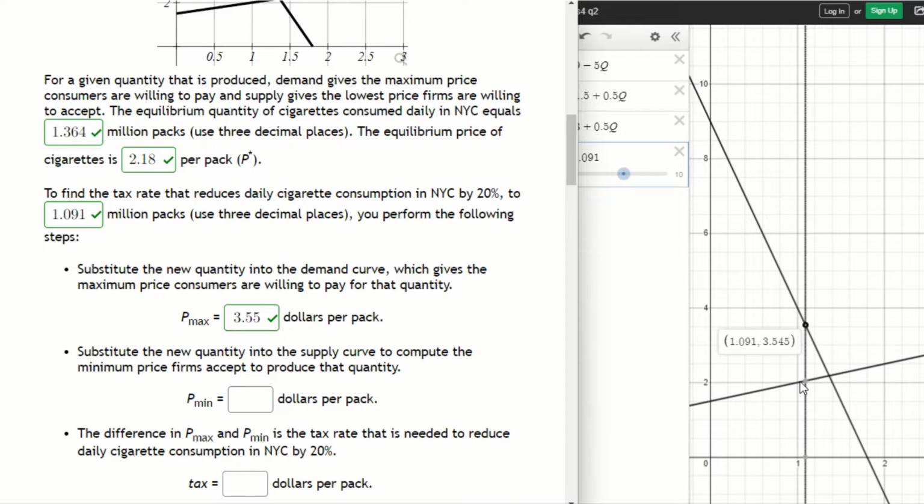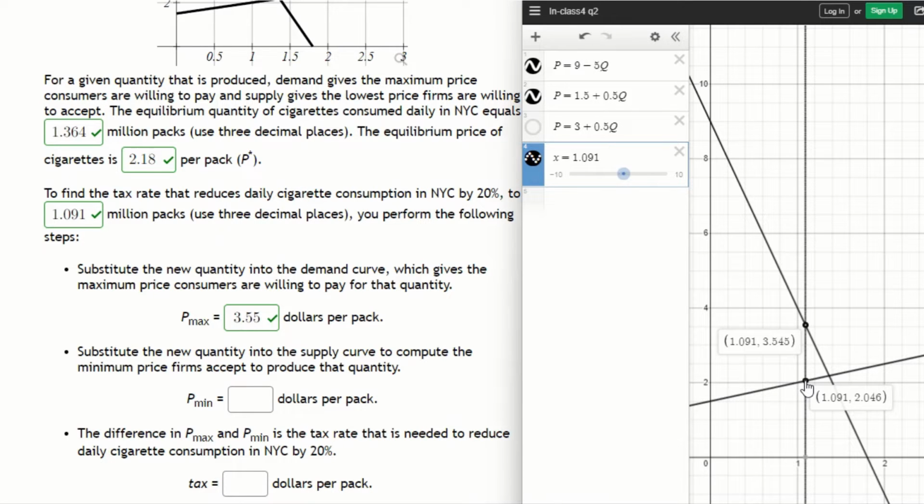Okay, at this level of quantity, what's the lowest price firms are willing to accept? Well, that'd be on the supply curve. So 1.091 is the quantity, and at that reduced quantity, firms are willing to accept a price no lower than 2.05.